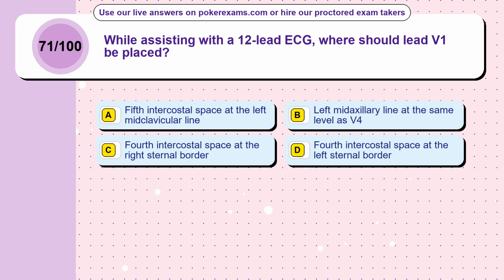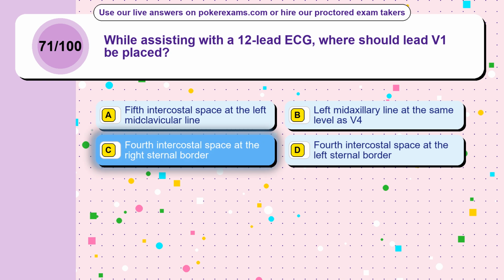Question 71. While assisting with a 12-lead ECG, where should lead V1 be placed? Option A. 5th intercostal space at the left midclavicular line. Option B. Left mid-axillary line at the same level as V4. Option C. 4th intercostal space at the right sternal border. Option D. 4th intercostal space at the left sternal border.